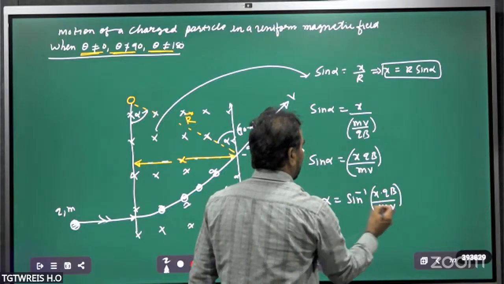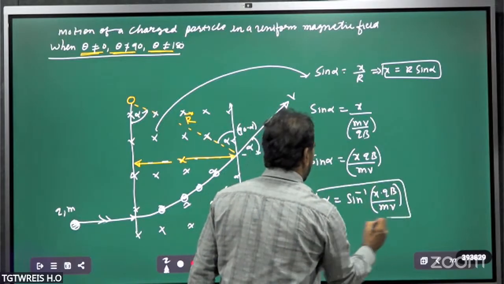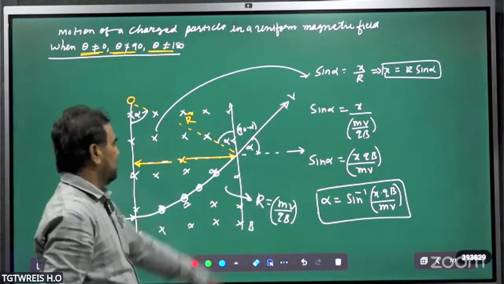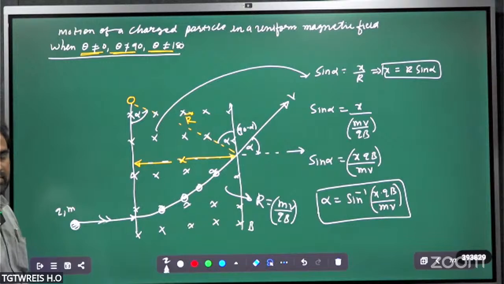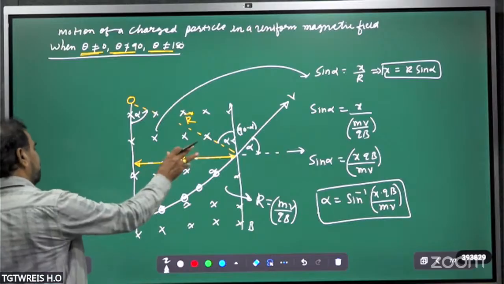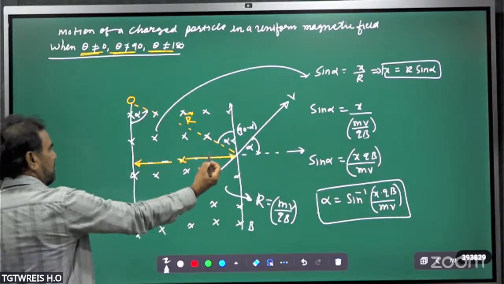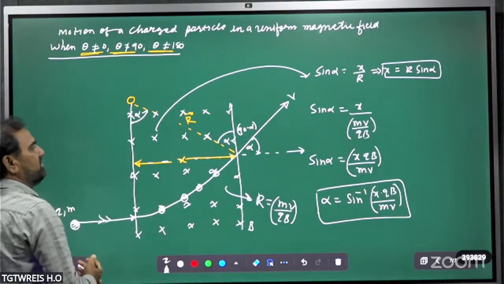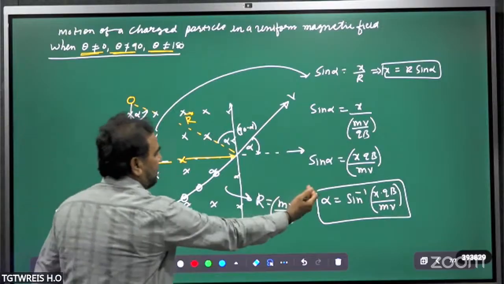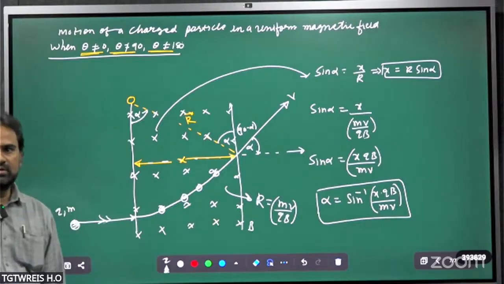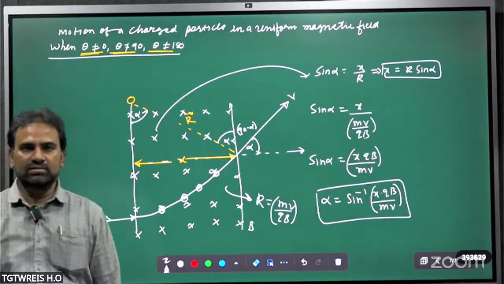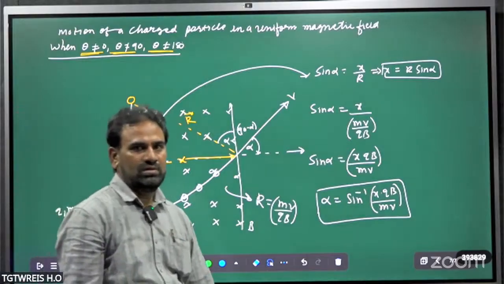So with this angle, it would be made with the direction of initial position. Is it clear? So the angle made by the charged particle with initial direction to deviation direction is given by alpha is equal to sin inverse of x into qB upon mv. Is it clear? Okay.